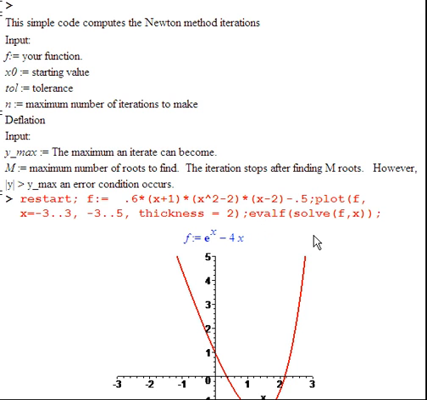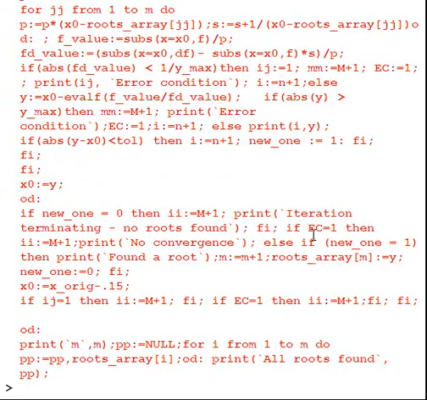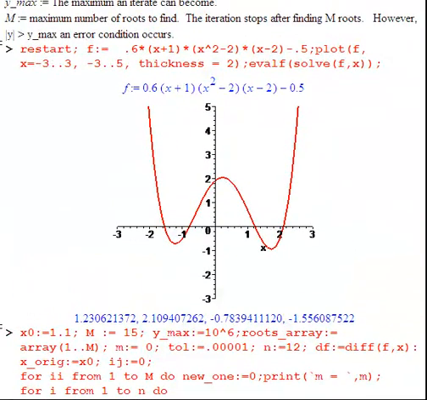Okay, here's our third example. It's a polynomial. It's a fourth degree polynomial, as you can see. It's got four zeros of the function, four roots of the equation, and Maple has found them to be about 1.23, 2.1, and minus 0.78 and minus 1.55. Let's see what our program can do to find it.